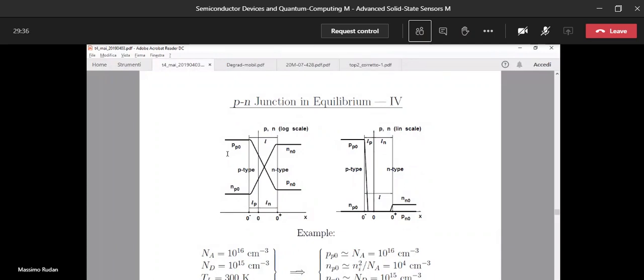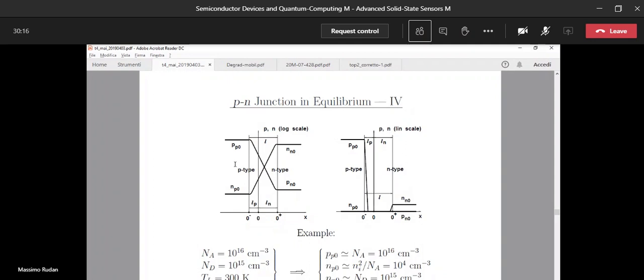In fact, if you look at the space charge region, the space charge region on the right part between 0 and O plus is rich in positive charges that are the ionized donors, and on the other side it is rich in negative charges. So we have positive charges on the right, negative charges on the left, so we have a field that goes from right to left. It is oriented from right to left. And of course this field pushes the holes to the left.